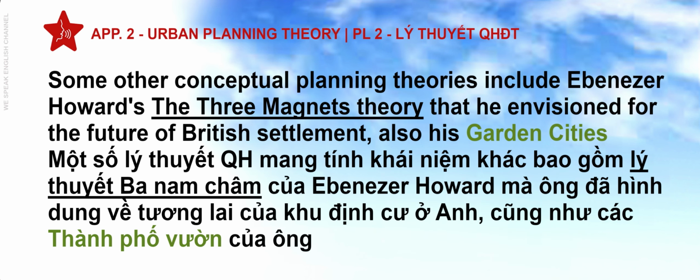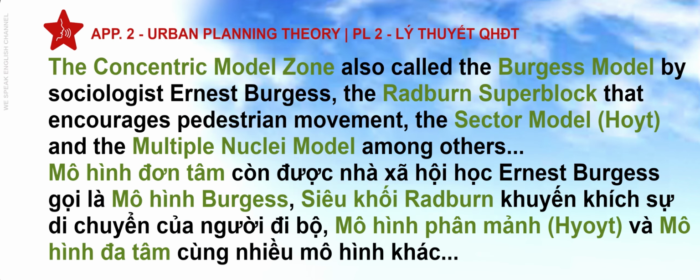Some other conceptual planning theories include Ebenezer Howard's Three Magnets theory that he envisioned for the future of British settlement, also his garden cities. The concentric model zone, also called the Burgess model by sociologist Ernest Burgess, the Radburn superblock that encourages pedestrian movement, the sector model and the multiple nuclei model, among others.